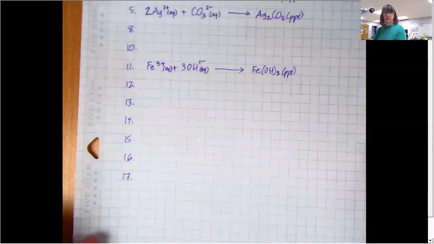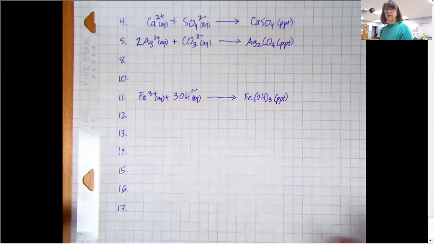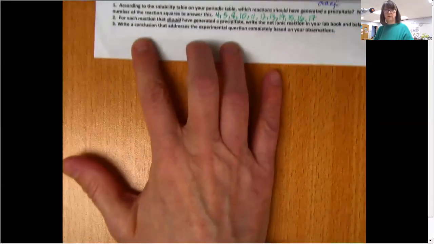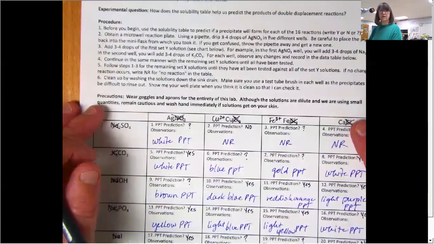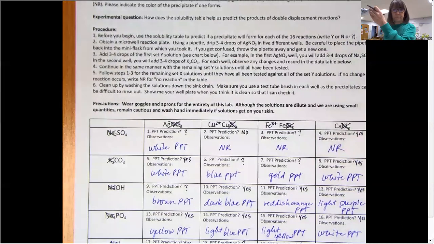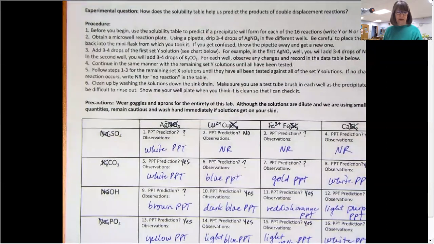So if you were here when we mixed the solutions together and filled out the data table, you are going to balance these 11 equations using the table. These are the net ionics. And then the last thing you're going to do is respond to this question. It says, write a conclusion that addresses the experimental question completely based on your observations. Well, let's look up here at the experimental question. The experimental question says, how does the solubility table help us to predict the products of double displacement reactions?